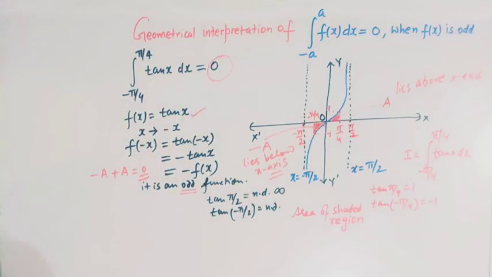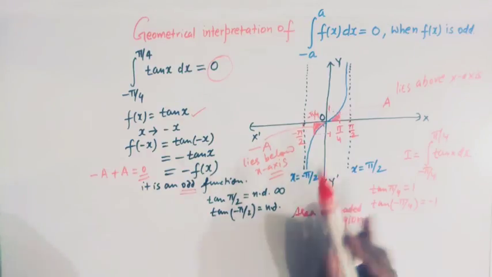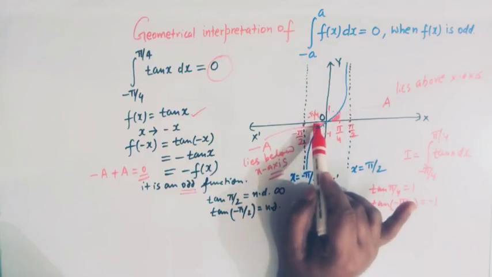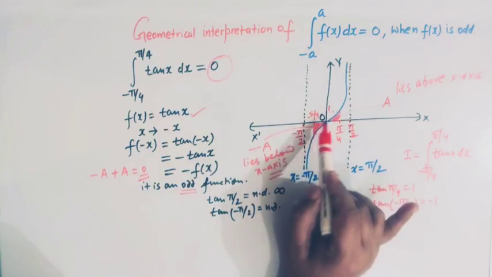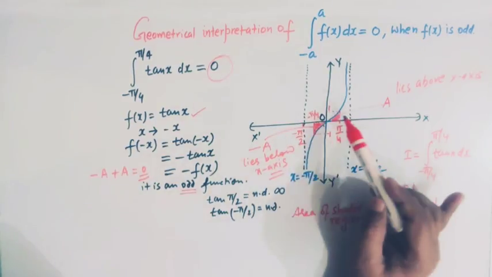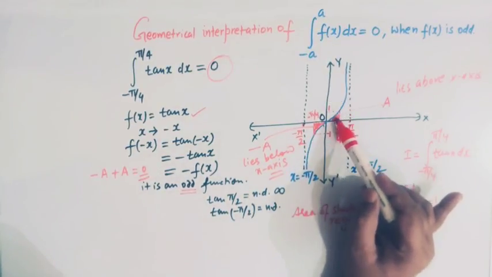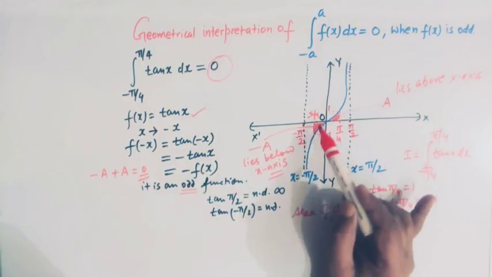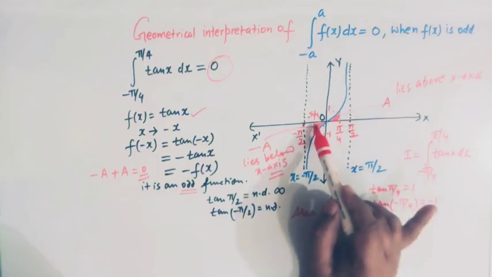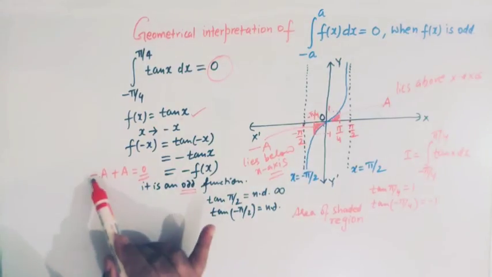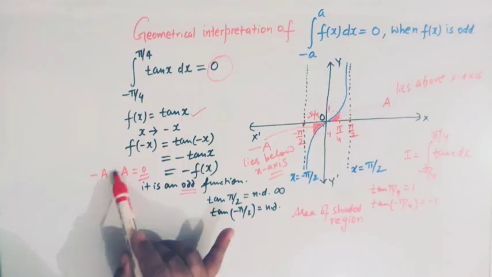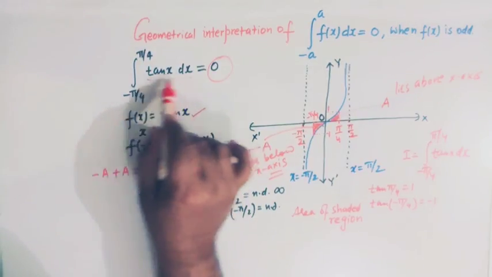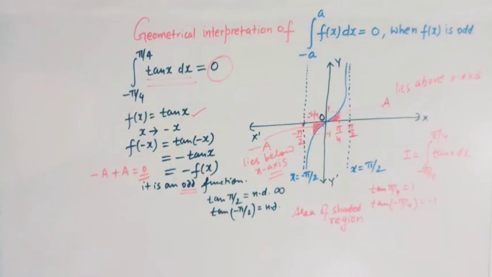So integration means to find the area. So here if we integrate from minus pi by 4 to pi by 4, we have to find the sum of these two areas. Now this area lies above the x-axis, so this is positive by convention, and this area lies below the x-axis, so this is negative. So we have the total sum as minus a plus a is equal to 0. So that is how we get the value of this integral as 0.